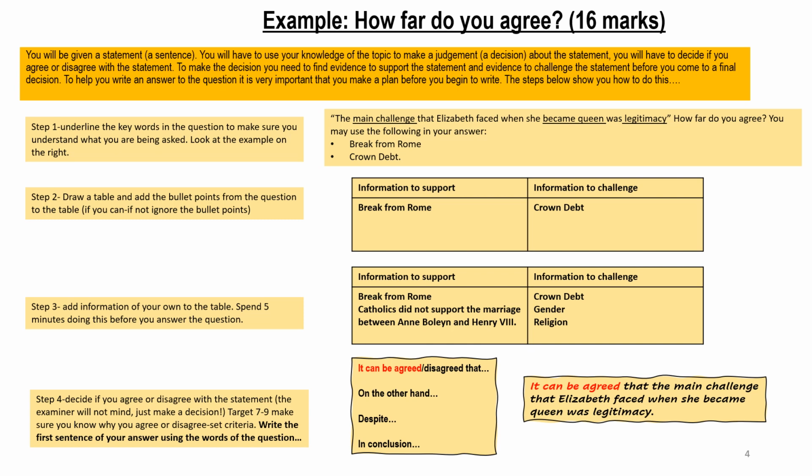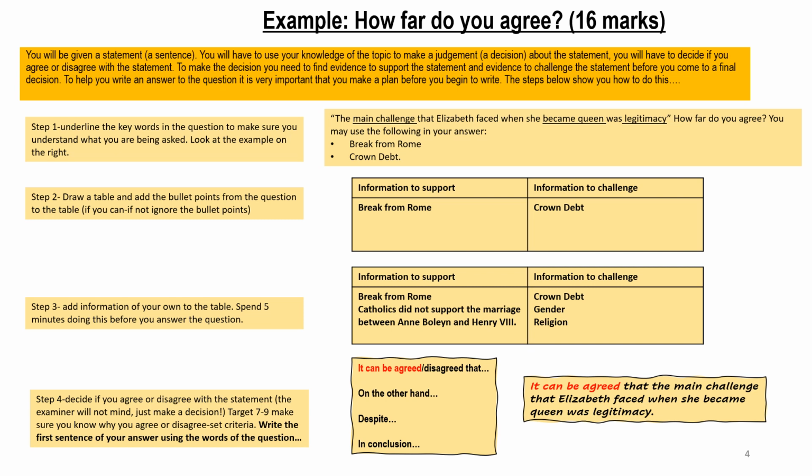Became queen would be your other words to underline, and legitimacy. Now you will notice that you are given 2 bullet points to support you in your answer. If those bullet points help you, fantastic, you can use them in your answer. If those bullet points confuse you because you perhaps might not remember what one of them means, you don't have to use them. You can still get full marks without using them. So you don't have to use them.